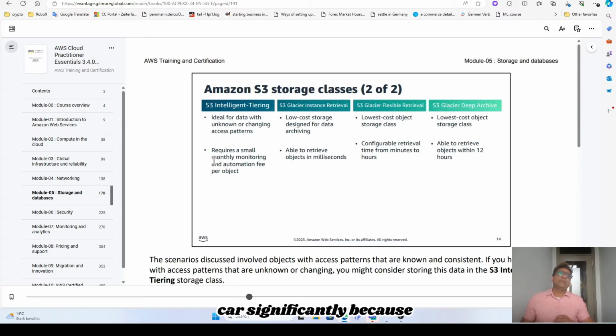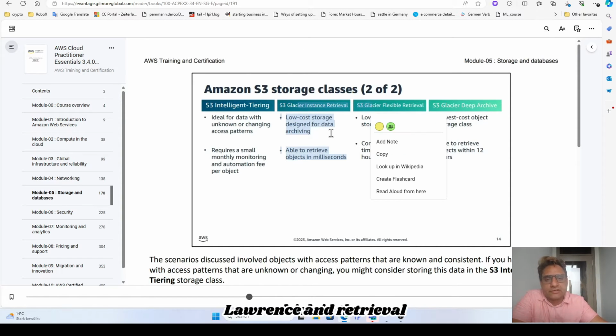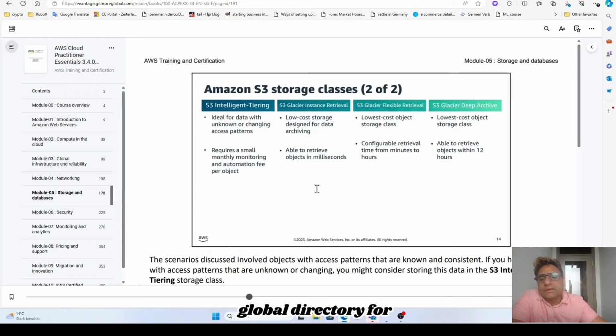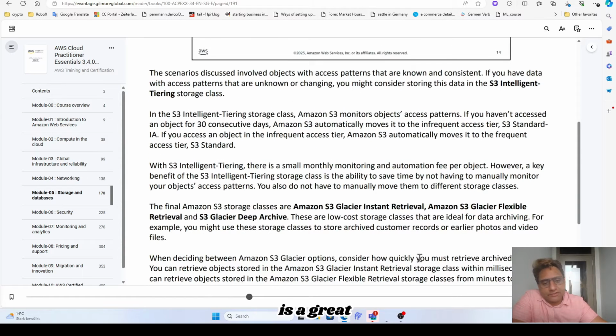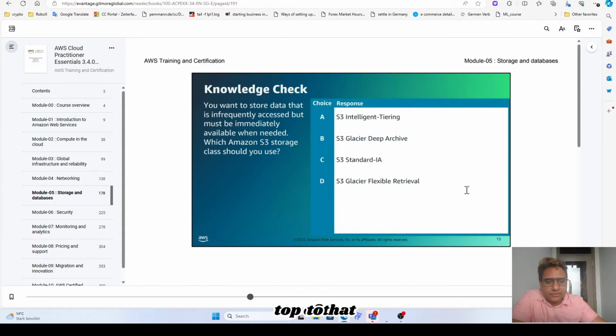cost significantly, because it's automatically dumping the data which is less frequently called by the user, which means that on all those data you pay less price because it's shifted to the highly available or instant retrieval Glaciers. However, you pay full price only for the data which is frequently used. And this is a great feature, I would say, to reduce the cost.